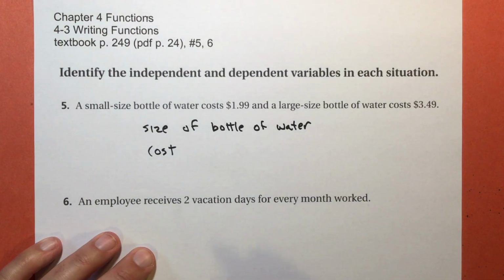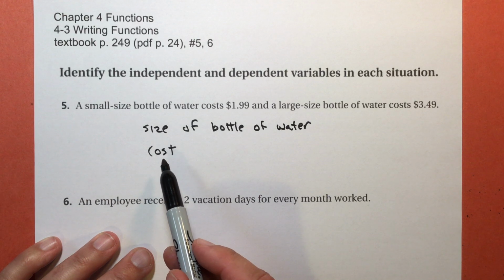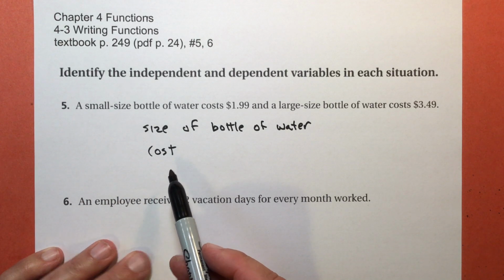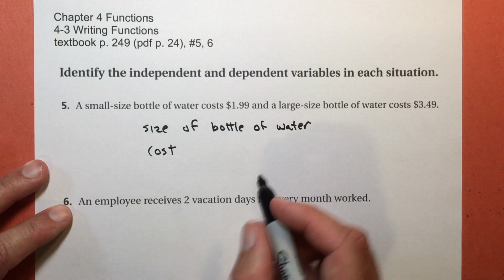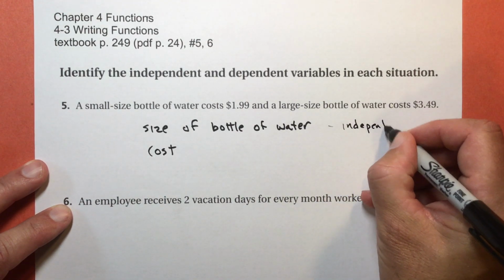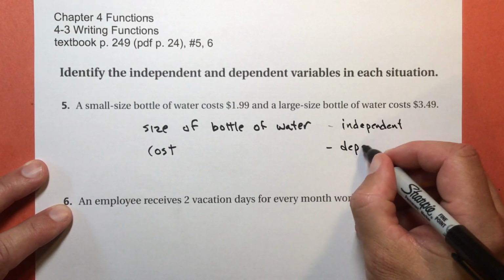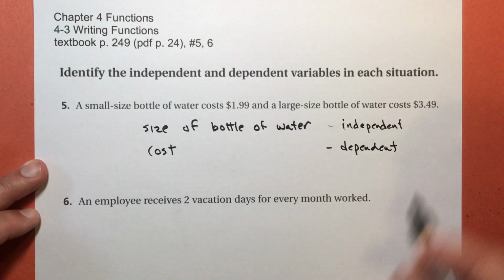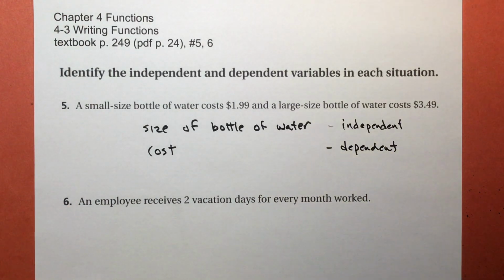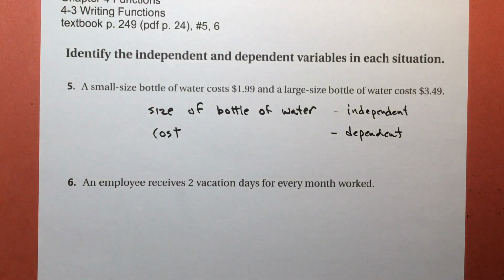Okay. And also remember, cost or total cost in certain situations usually is always the dependent variable. So this is going to be the independent variable, and this is going to be the dependent variable. And it makes sense that how much you pay depends on what size water you're going to get, right? Number 6, an employee receives 2 vacation days for every month worked.